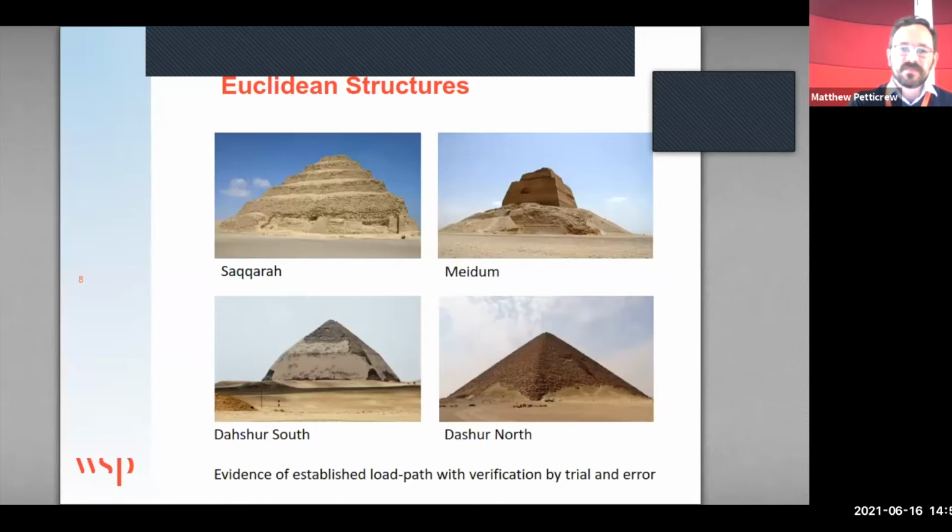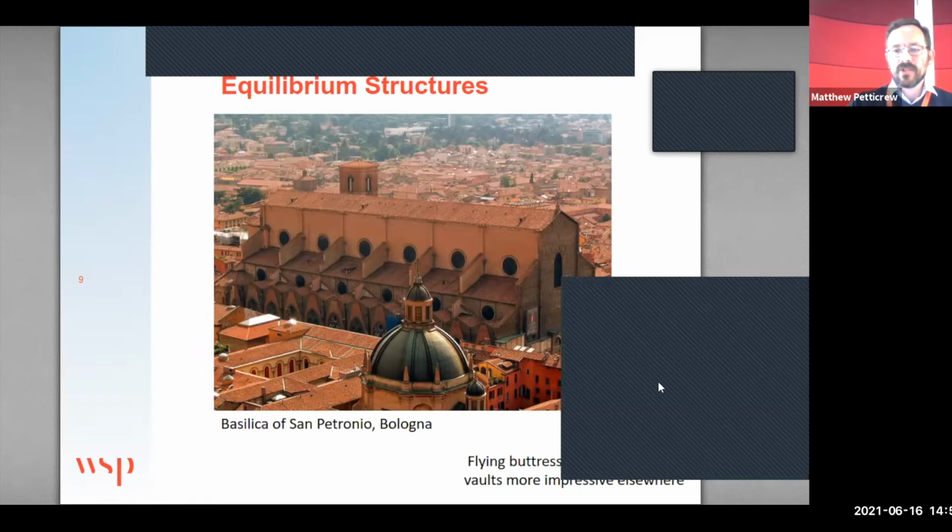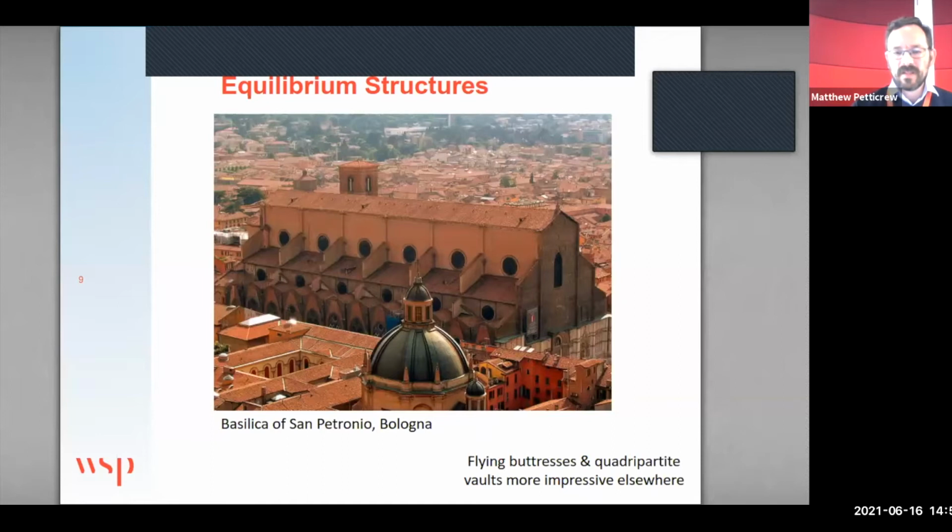The next structure that I have chosen to look at is the Basilica of San Petronio in Bologna, and it's going to do the job of looking after equilibrium structures for me. Now, that might seem like an odd choice, because many of the great cathedrals of the late medieval period are in many ways far more impressive with their flying buttresses and quadripartite vaults and so forth, and probably get a lot more attention than San Petronio. So we're going to come back to San Petronio and take a little bit of a diversion before we get back there.